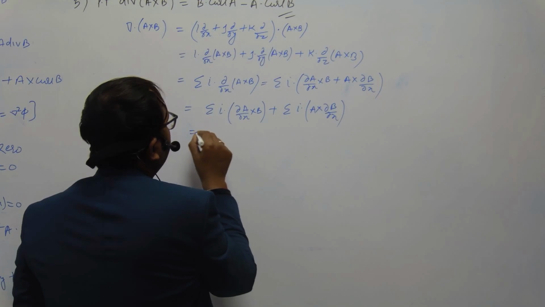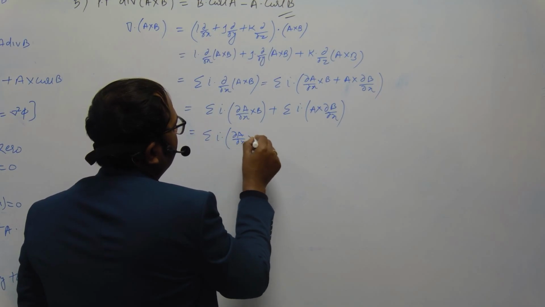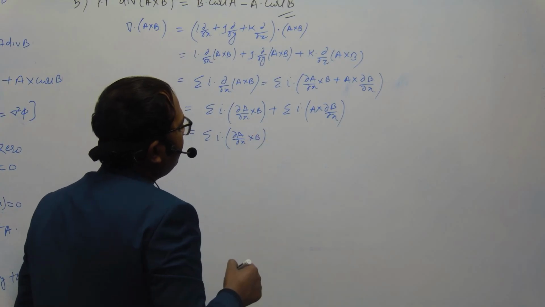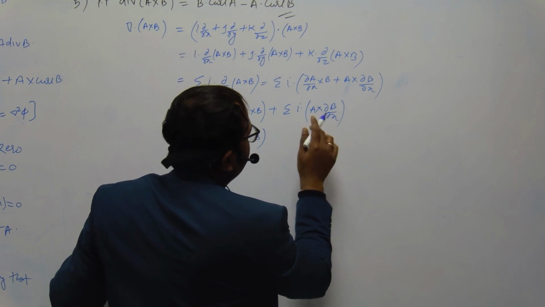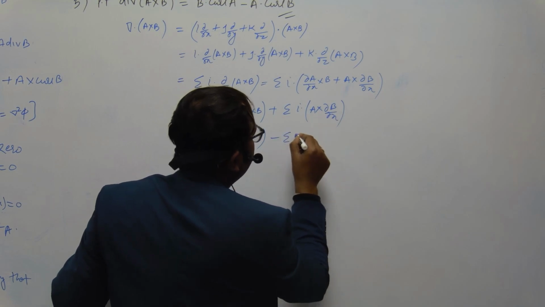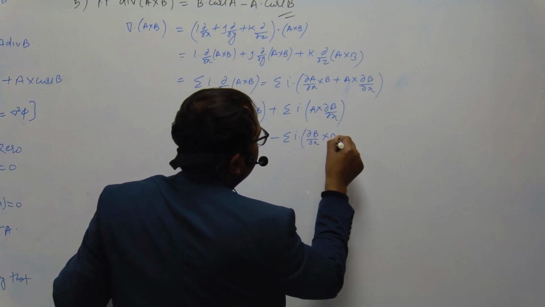So this is equal to summation i dot, del A upon del x cross B. Let us reverse this, so this will be minus of i dot, del B upon del x cross A.